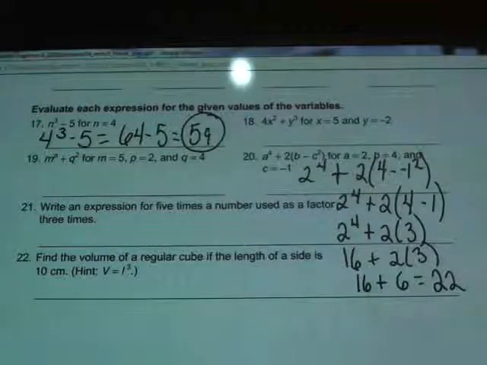All right, finally we'll take a look at question 22. Find the volume of a rectangular cube if the length of a side is 10 centimeters. And the hint there is that the volume is equal to the length cubed. So if they've told us the length is 10, all I have to do is change L into 10 and cube it to find the volume.